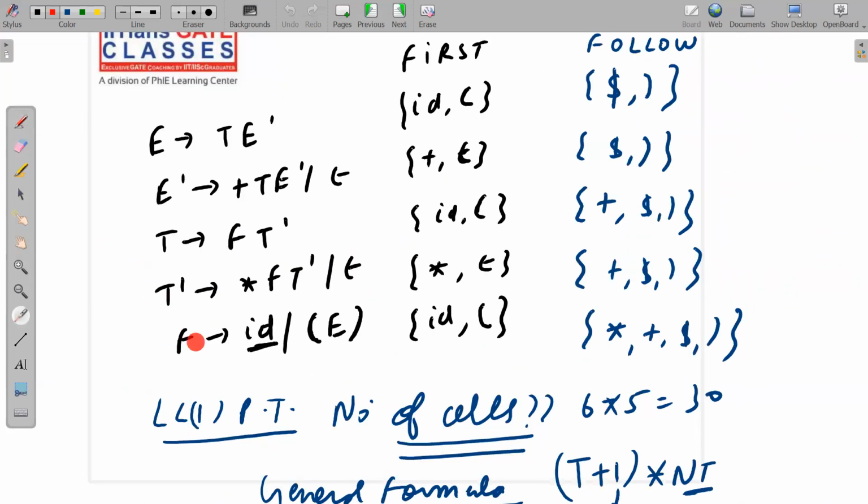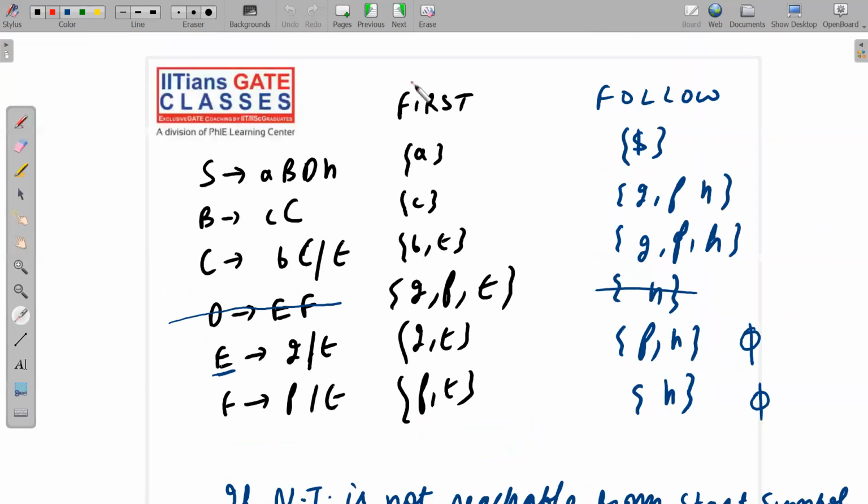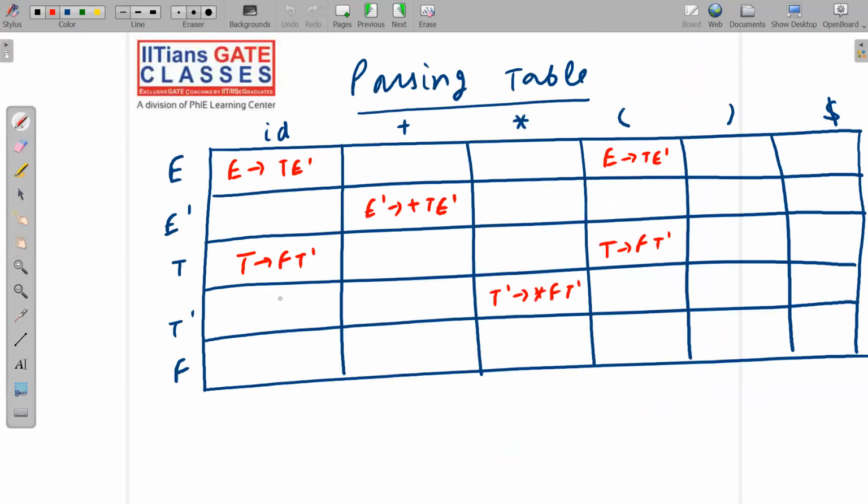Next, F. These are the two different production rules. F goes to ID: obviously first of ID is ID only, so I will keep F implies ID in the ID column. For the other, first of this part is the opening bracket, so F implies opening bracket E closing bracket goes in the opening bracket column, and F implies ID in the ID column.